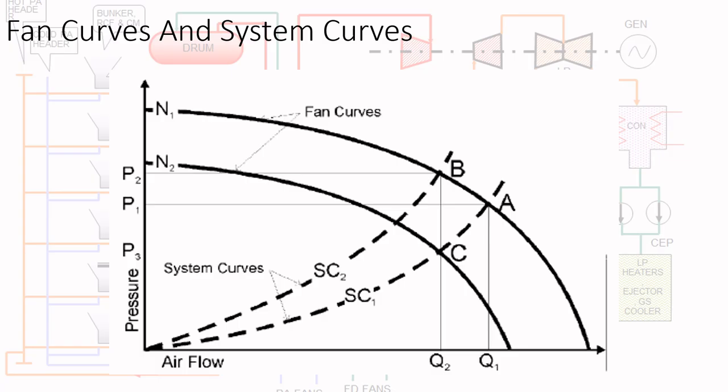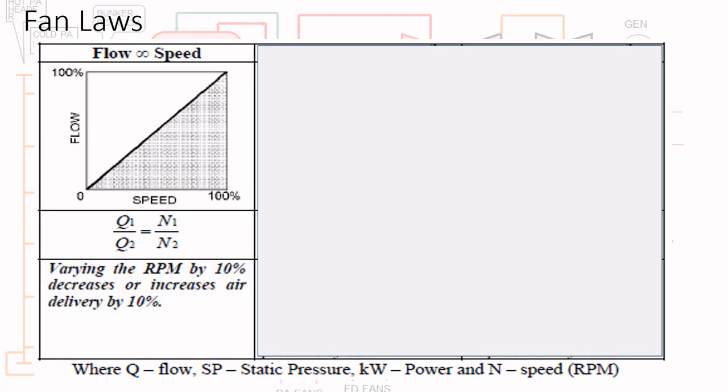Now the fan laws. What are the fan laws? There are three things to show. The first is flow versus speed. Varying the RPM by 10% decreases or increases the air delivery by 10%. Means Q1 by Q2 is equal to N1 by N2. The delivery is directly related to the speed. If the speed is increased by say 10%, the delivery will increase by 10%.